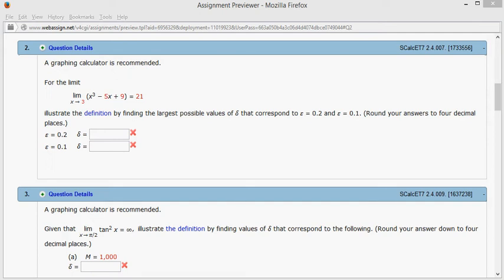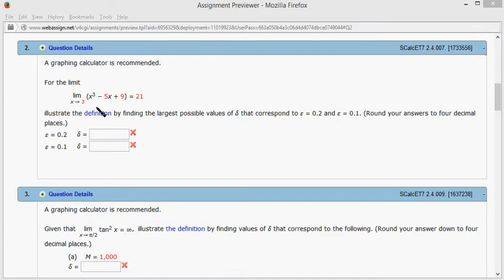Alright, let's look at homework 2.4, problem number 2. We have this limit, and we're going to use the epsilon-delta definition. We want to come up with the delta values for these specific given epsilon values, 0.2 and 0.1. Alright, so let's do that.